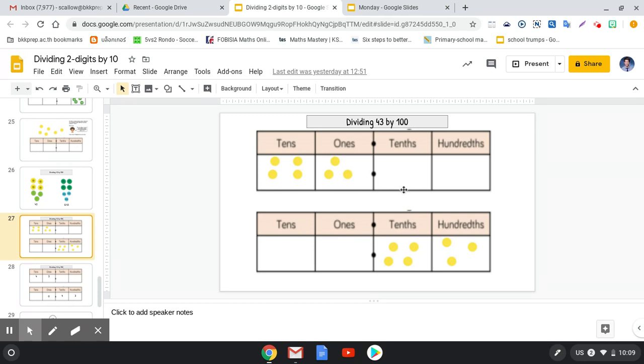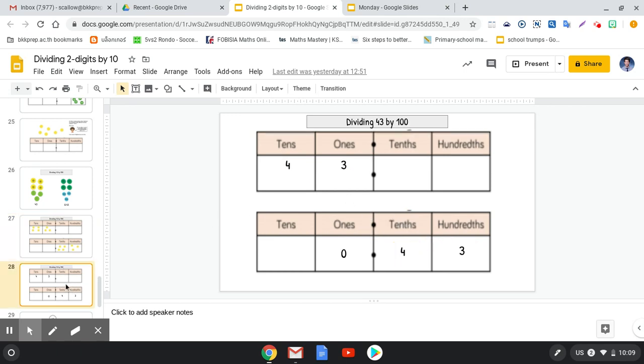Now, a way to remember this, if it helps, is that there are 2 zeros in 100, so it moves 2 places. So again, this side shows 0 because there's nothing in the ones, 0.43. So again, my tens have turned into tenths and my ones have turned into hundredths.